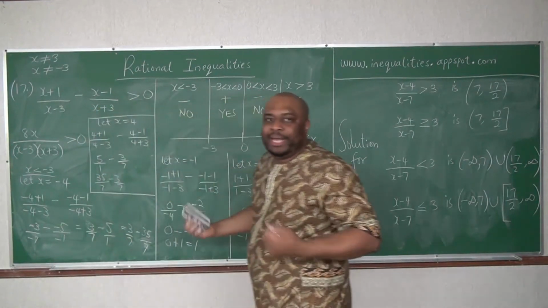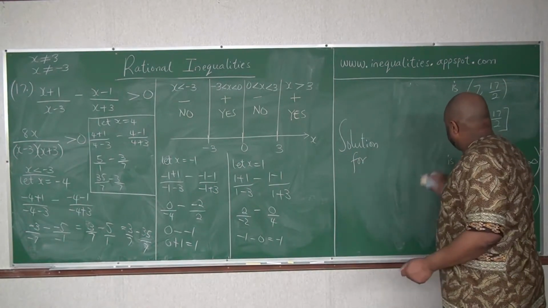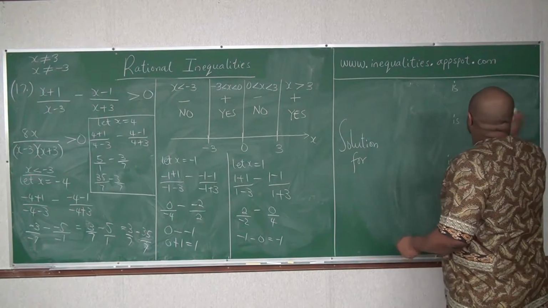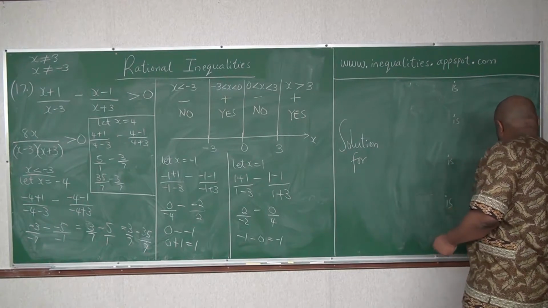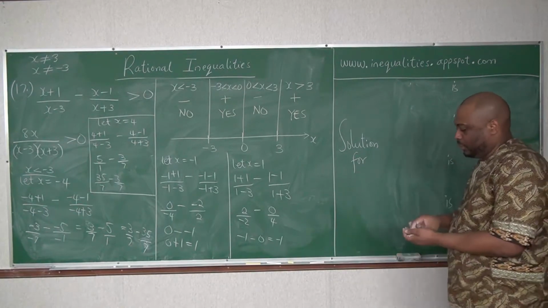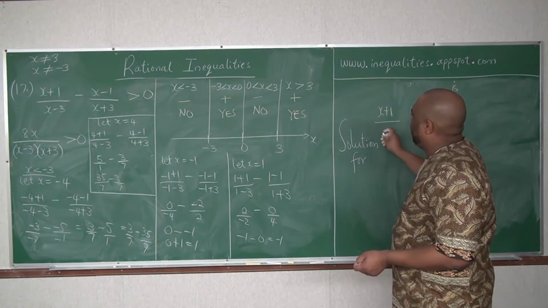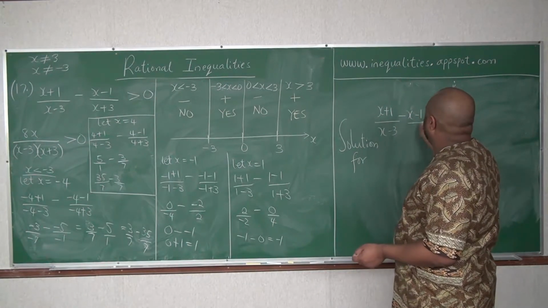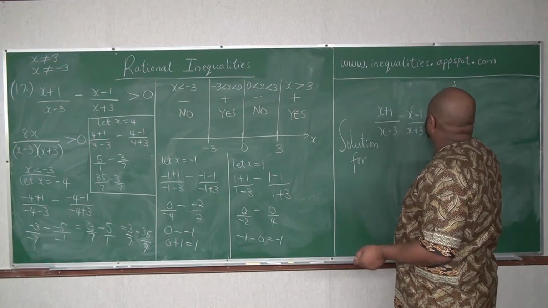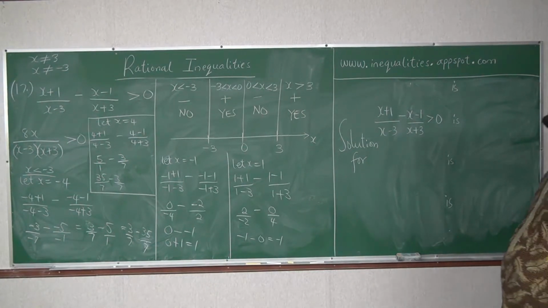Okay, folks, we can now write our answer. So we come here, we write our solution in interval notation. So solution for x plus 1 over x minus 3 minus x minus 1 over x plus 3 greater than 0. This is the main inequality, not equation, right? Not equation.